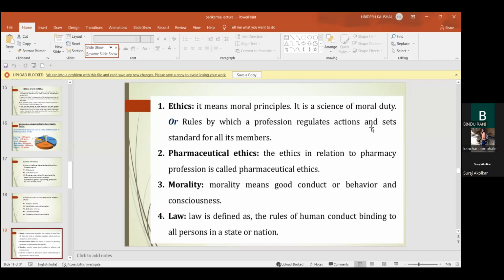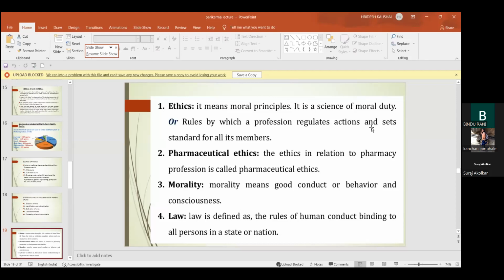Morality means good conduct or behavior, and consciousness means we should always be aware of things. If I give this medicine to this person, what may be the side effects? What other mishappenings may happen? Those things we should know.